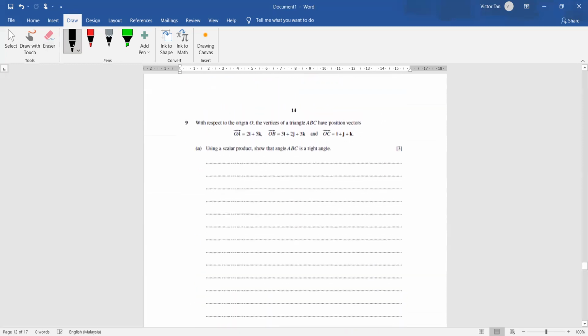Question on vectors. With respect to the origin O, the vertices of triangle ABC have position vectors OA, OB, and OC. Okay, using a scalar product, show that the angle ABC is a right angle.